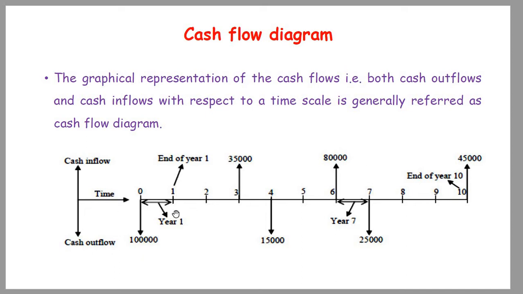horizontally, the scale shows the time scale, that is the interest time period, right, 1 year interest or 2 year interest, a yearly interest rate. Sometimes it may be considered as monthly interest, or in some cases quarterly interest. So depending upon the interest time, it can be calculated as yearly, monthly or quarterly.